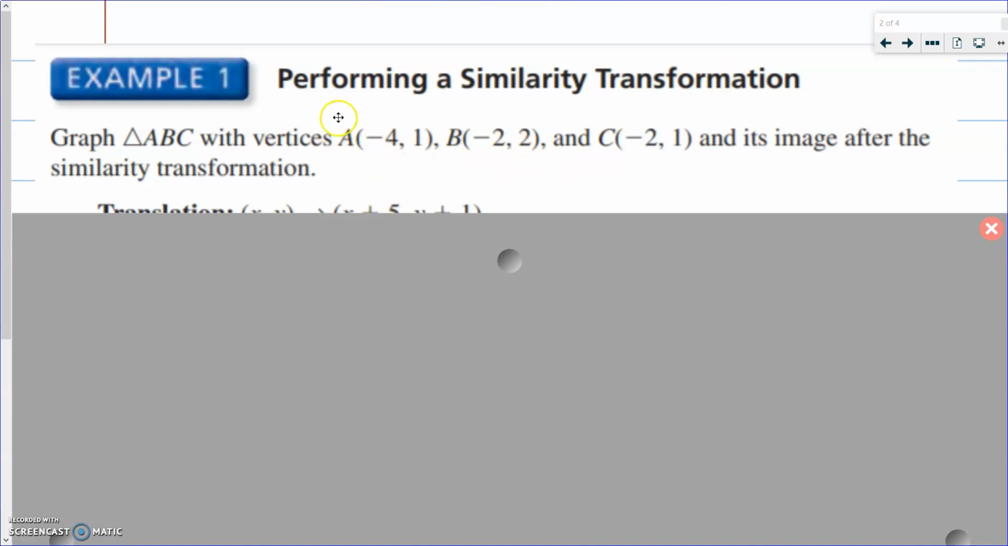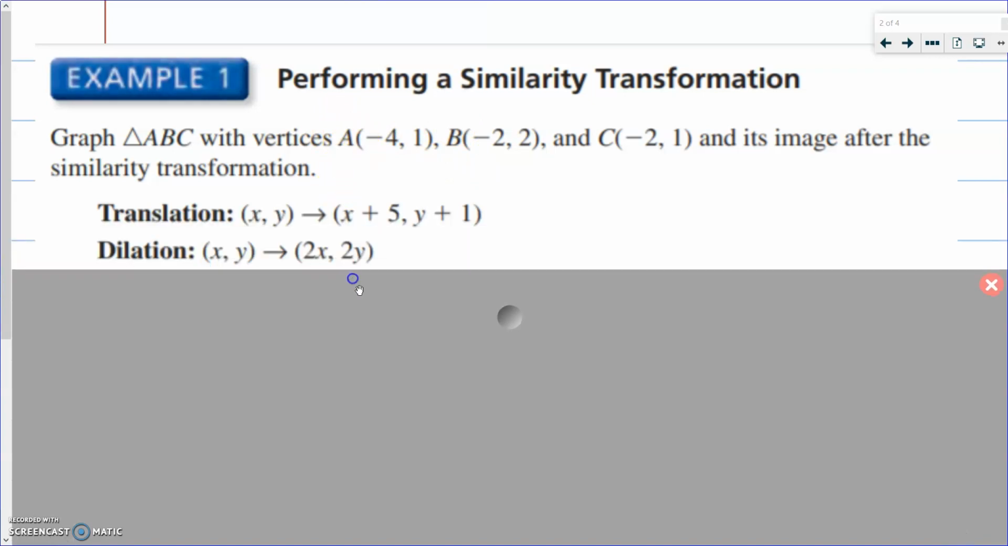Once we move, it's going to become A prime, and then when we move again, it's going to become a double prime. So how do we move it? Well, these are our directions. The translation is, first, for every x and y value, we're going to add 5 to every x and add 1 to every y. And that's going to give us A prime, B prime, and C prime.